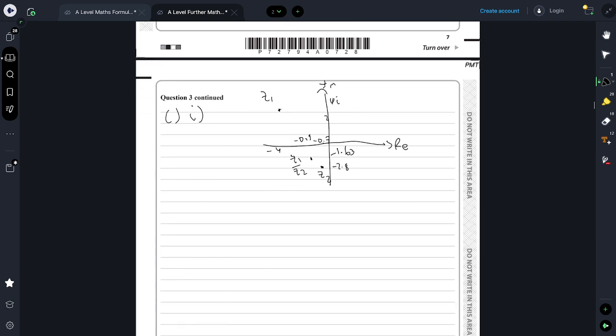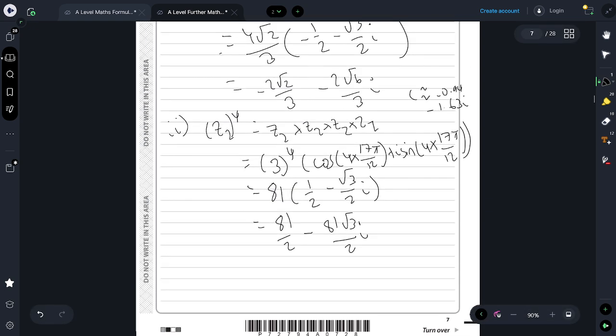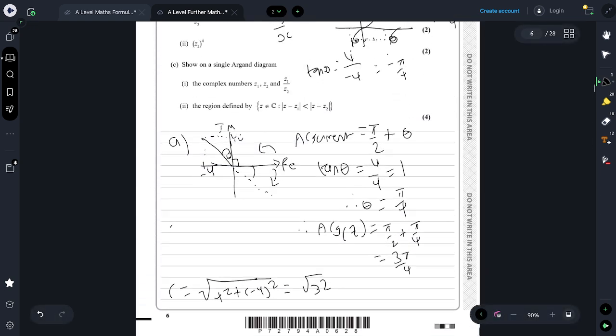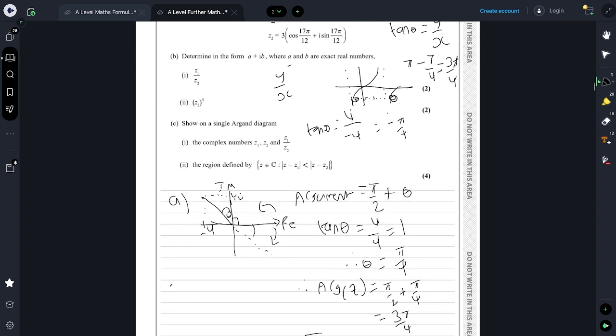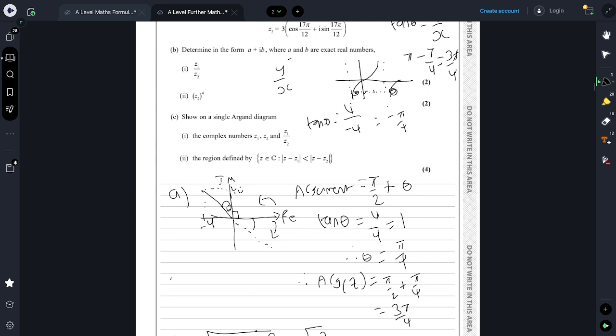Cool. And then part ii. We got this. The region defined by this: the modulus of Z minus Z1 is less than the modulus of Z minus Z2.